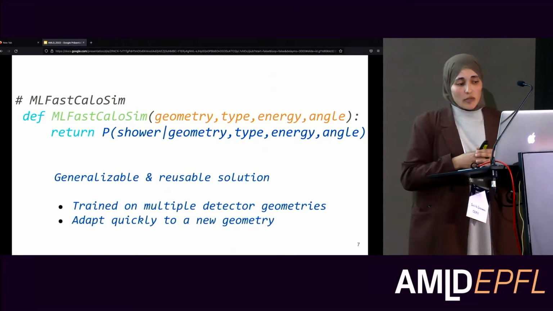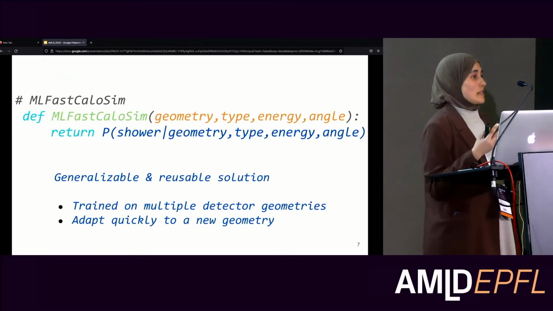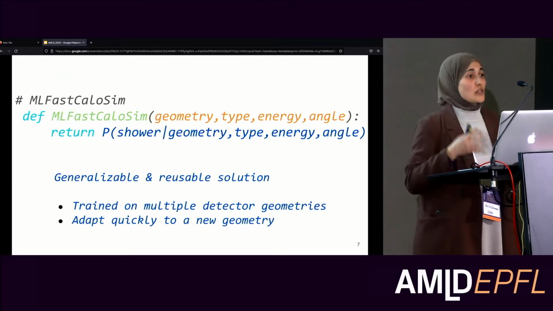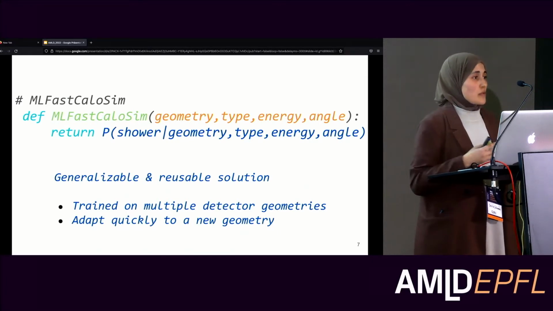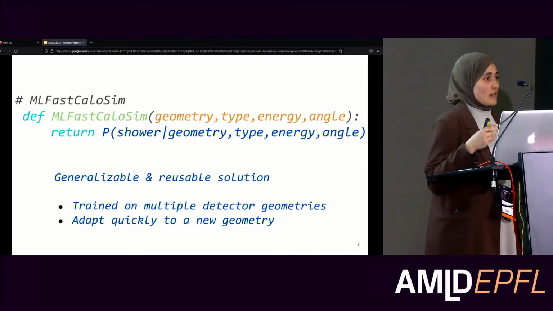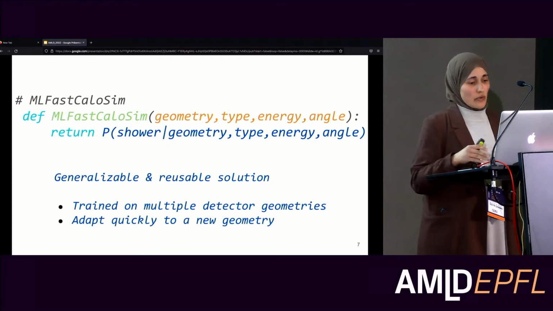In our project, we do not want a model that works for a single detector geometry, but rather a generalizable and reusable solution. And for that, we have to train on multiple detector geometries, and we need a fast way of also adapting when we have a new geometry coming.